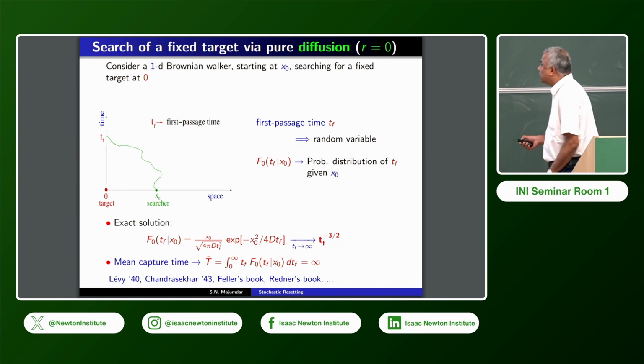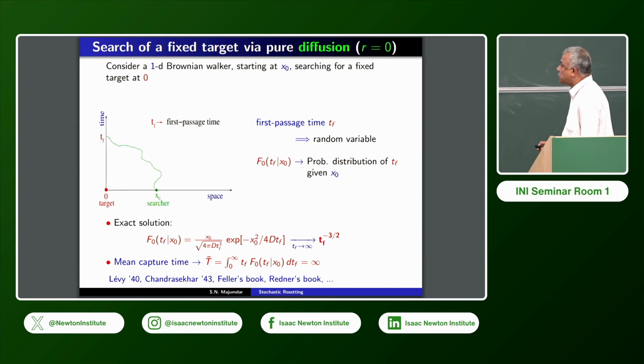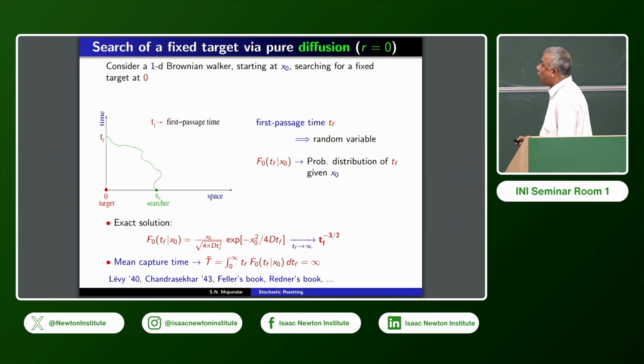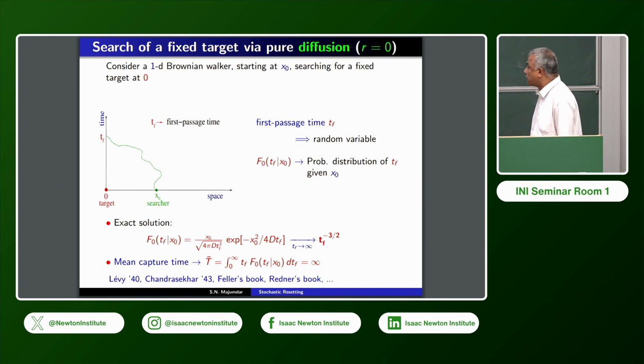Okay? But the interesting point here is that the mean first passage time, that is the mean time to find the target, is actually infinite for 1D Brownian motion. Okay? And so even though the probability is normalizable to 1, which means that it will definitely find the target, the mean time to find the target is infinite. Okay? And this is because of this power law tail, it decays as to the power 3 by 2, making this first moment divergent.